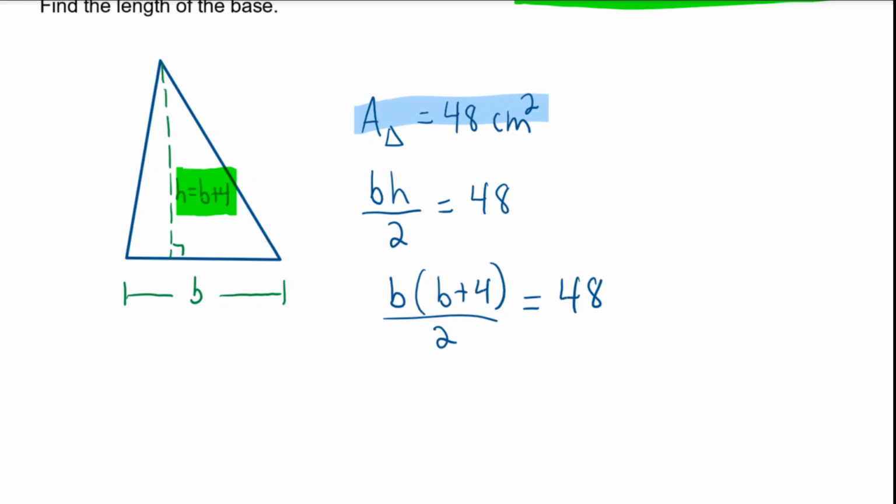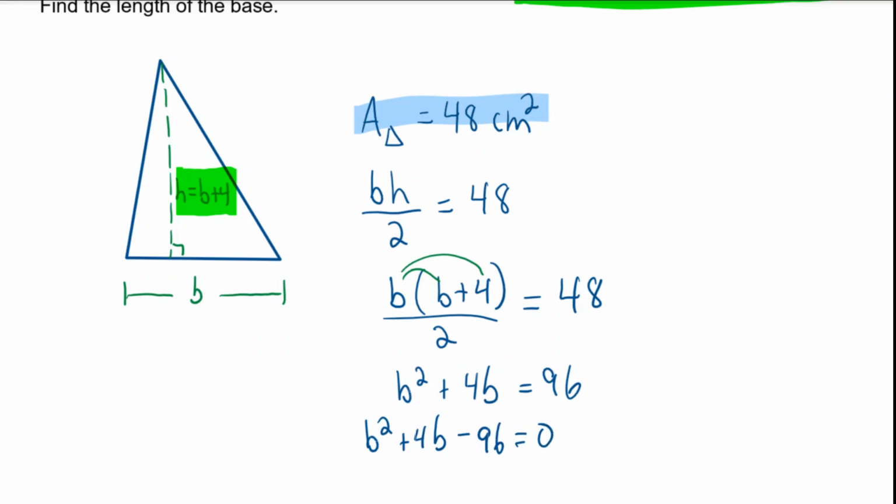All right, so what I'm going to do first is actually bring this 2 by cross multiplying up to the other side here. So we've got 48 times 2, which is 96. And at the same time, I'm also going to expand out these brackets. So I end up getting b squared plus 4 times b equals 48 times 2, which is 96. And then I can now bring everything to one side. So I've got my b squared plus 4b minus 96 equals 0.